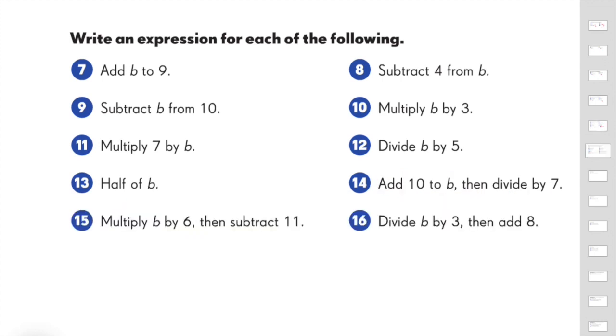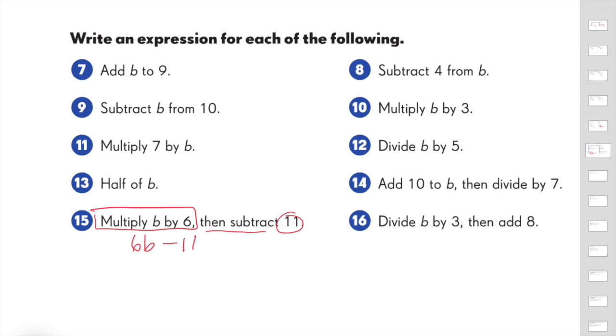Number 15, multiply b by 6, then subtract 11. Okay, so let's do this first step. Multiply b by 6. Well, we could say b times 6, but we know in algebra that we would list that as 6b. And the second part then says, then subtract 11. So I need to take away 11. So 6b minus 11.